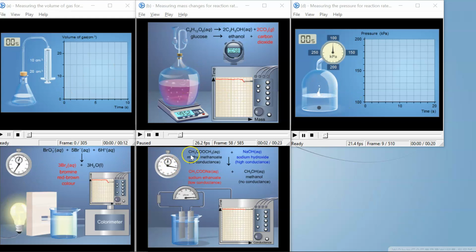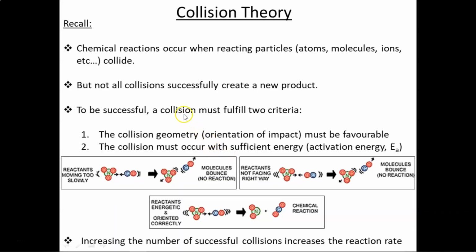So these are just some of the properties we can measure in order to track the progress of a chemical reaction. As a reminder, you are not limited to measuring what is being produced, you can also measure what is being used up. Now, if you recall, collision theory states that chemical reactions occur when reacting particles, such as atoms or molecules, collide together. However, not all collisions will successfully create a new product. In order to be successful, a collision must fulfill two criteria. First, the collision geometry, or the orientation of impact, must be favorable, so they must collide with the right angle.